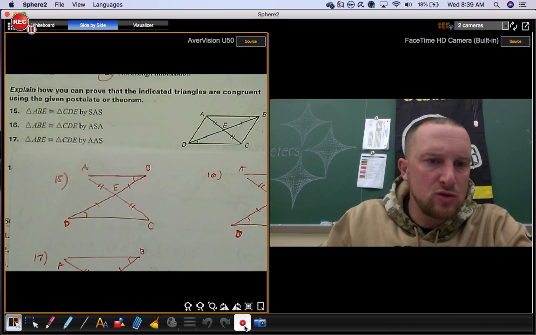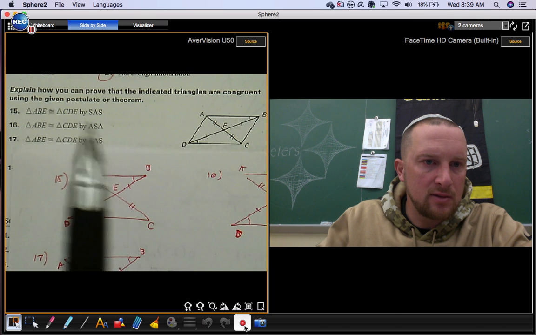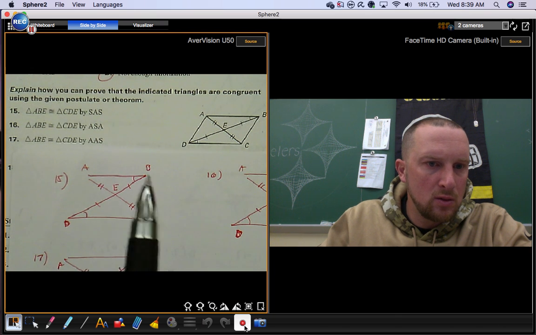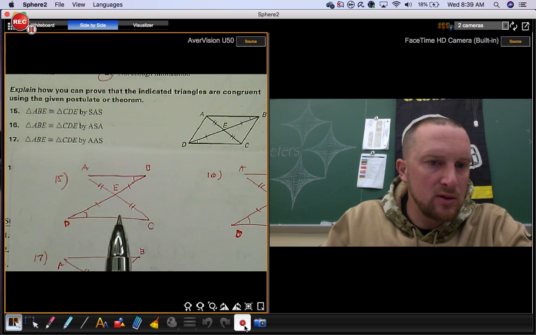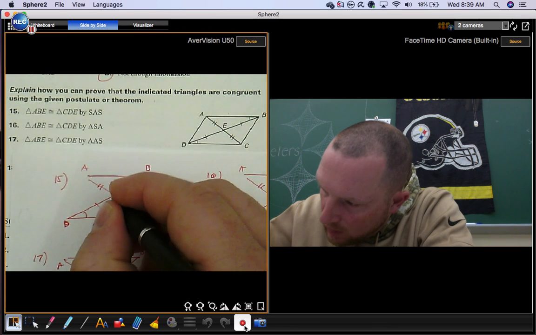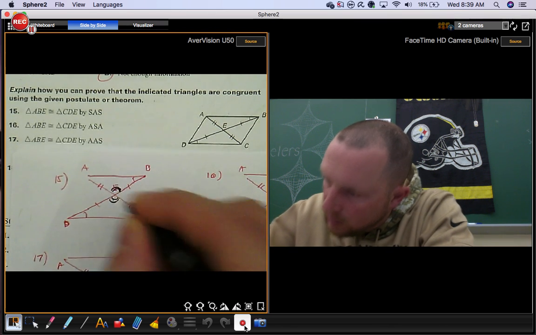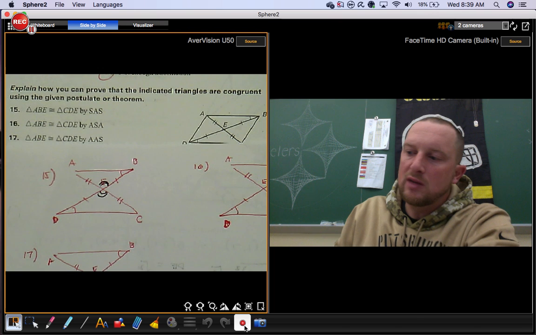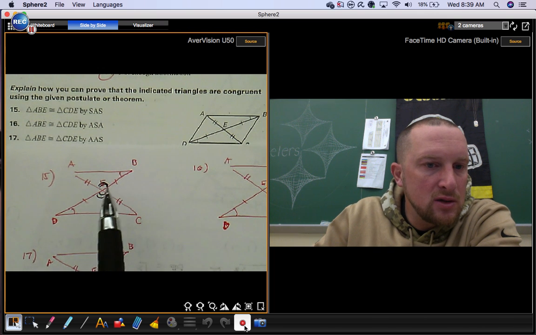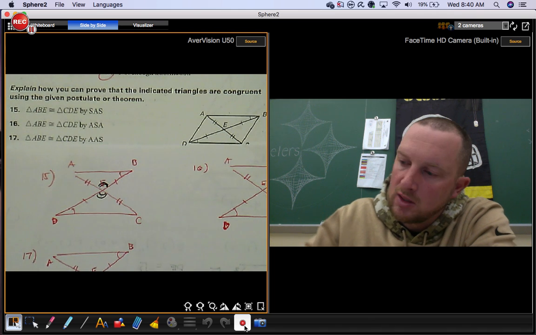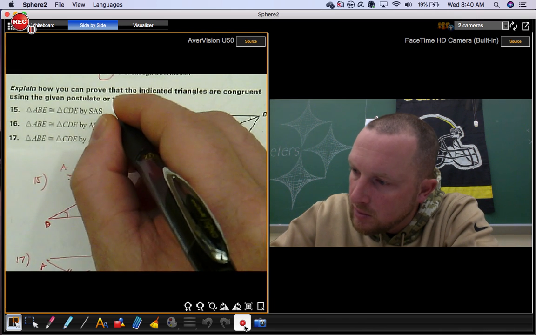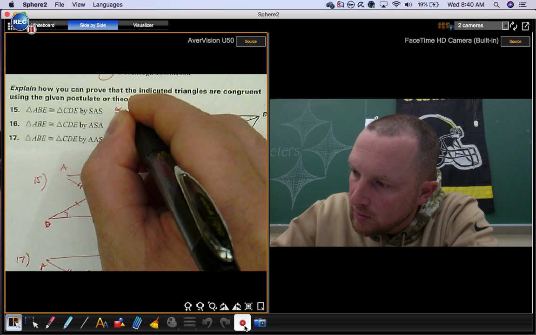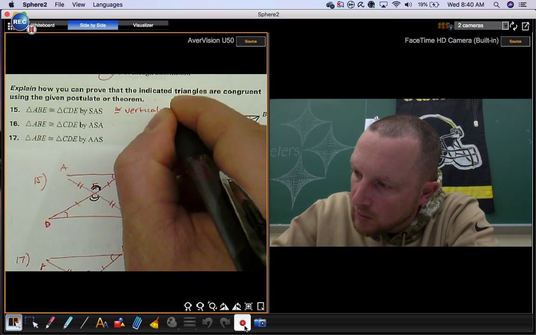Can you show that these two triangles are congruent by side angle side? This is number 15. Well, it doesn't look like side angle side right now. It looks like ASS, actually. ASS isn't a congruence postulate. But remember, vertical angles are congruent. So you know those are congruent even though they didn't tell you. Now can you use side angle side? Definitely. So we're using those vertical angles. Congruent vertical angles.